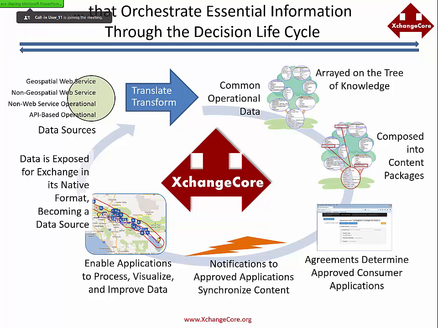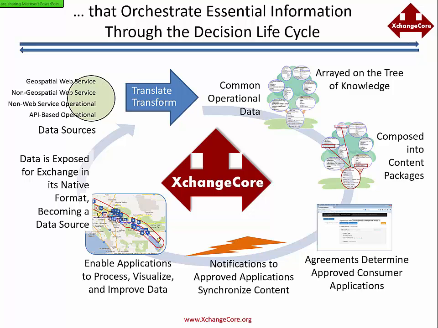We start up in the upper left-hand corner with those data sources, of which there can be any. You now know that all those different applications can deliver data in there. XchangeCore translates that data and transforms it into common operational data, which then gets composed into content packages, meaning I have an incident, and these are all the different sources of information that are associated with that incident. So there's only one place to look. There are agreements that determine who gets to consume that information. Those who are approved to consume get notified every time something new changes in that common operational data.